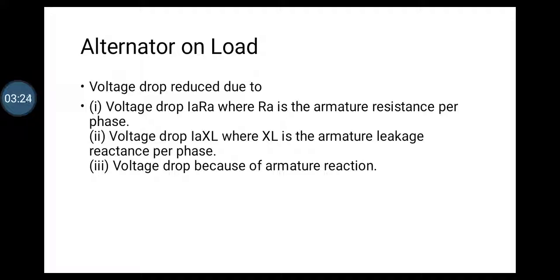So why do we call it a voltage drop? If you notice here, the armature reaction has an effect, that is cross magnetizing or demagnetizing. When cross magnetizing happens, there will be distortion in the waveform. When it is demagnetizing, the flux will be reducing, so the voltage also reduces, so there is a voltage drop at the terminal. These three are important drops in the alternator.